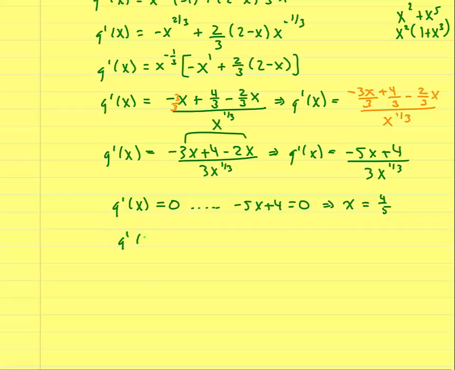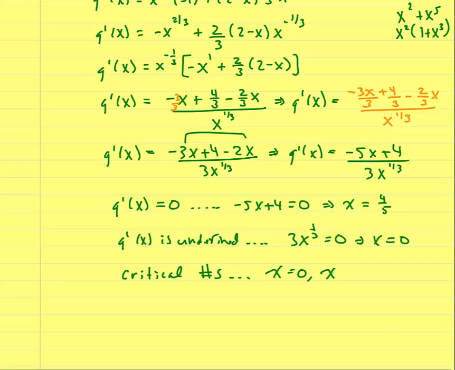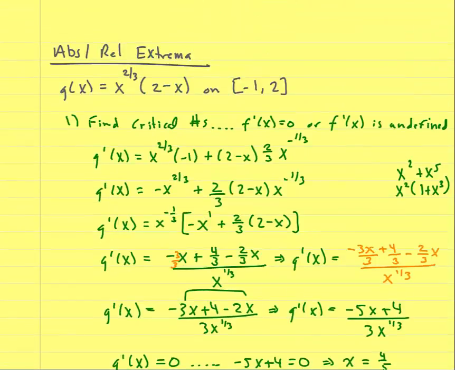And this also occurs where g prime of x is undefined. Well, g prime of x is undefined when 3x to the 1/3, which is the denominator, equals 0. So I could divide through by 3 and then cube both sides, basically saying what value of x makes this 0, and we can see that x equals 0 is where this occurs. So I have critical numbers x equals 0 and x equals 4/5. So you really have to rely heavily on your algebra skills to be able to simplify this to come up with these values.